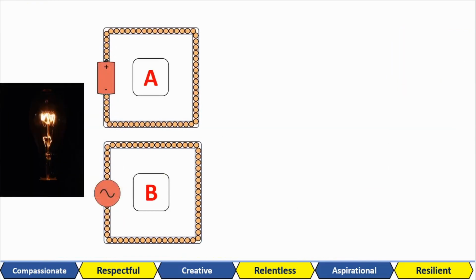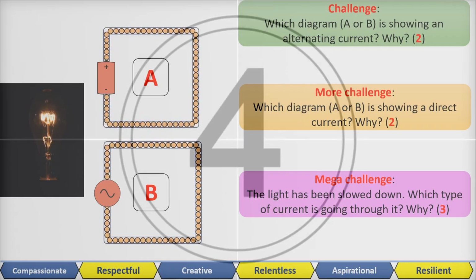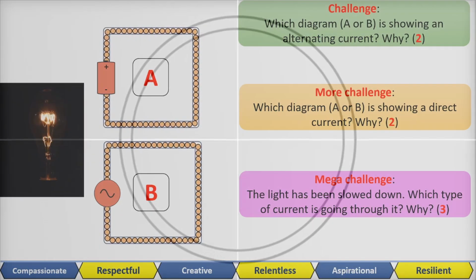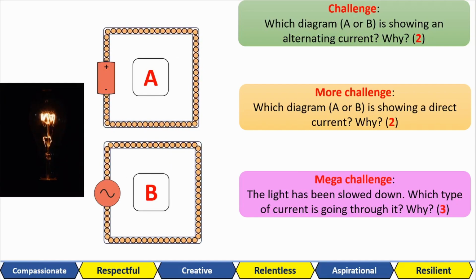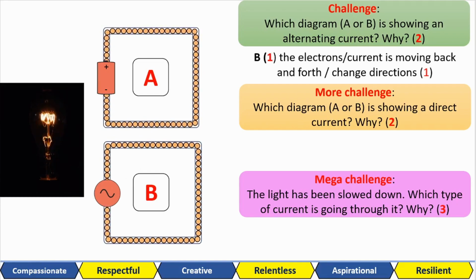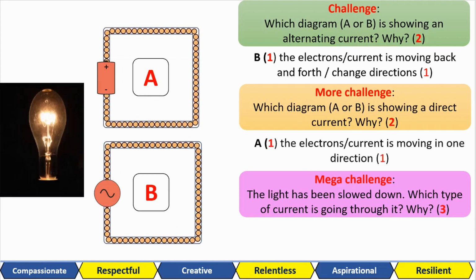Here are two different types of circuits and a light bulb. Have a go at these challenge questions based on these three pictures here. The diagram shows that an alternating current should be B. We can see that the electrons are moving back and forth, they're alternating their direction. Therefore, that must mean that the direct current must be A, because you see the electrons just flowing in one direction.